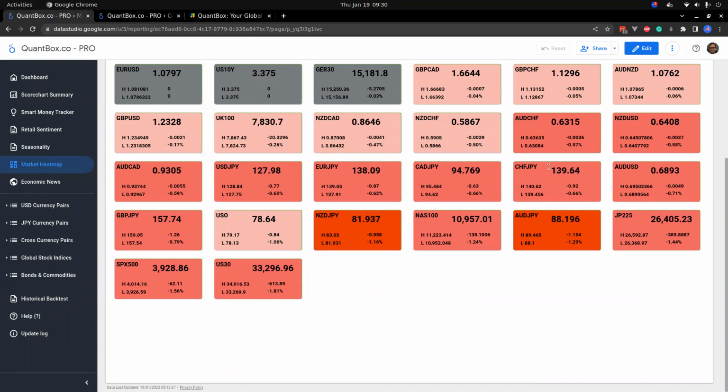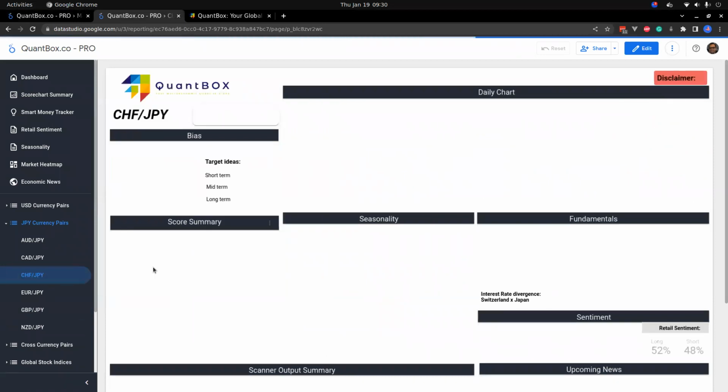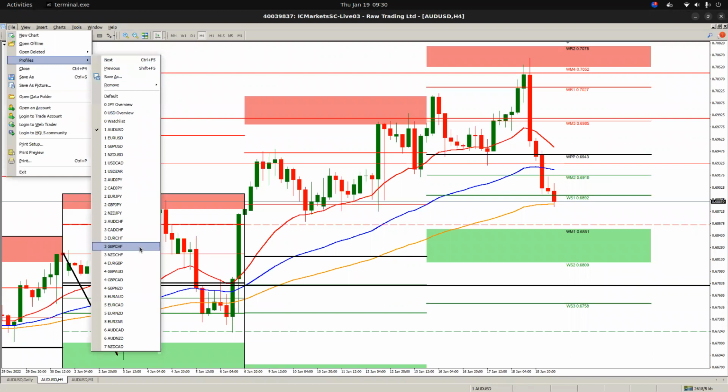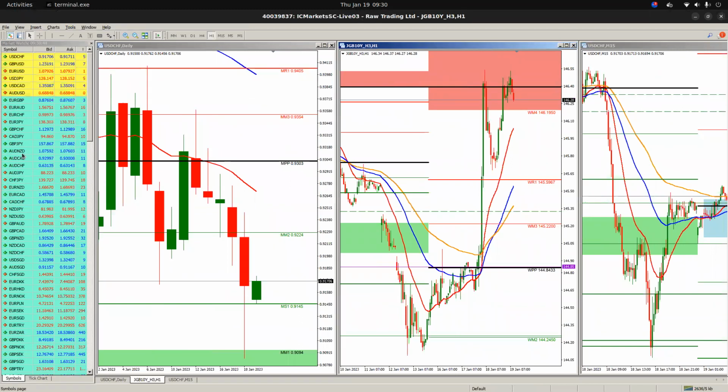We got Swiss Japanese yen. Let's look at the Swiss Japanese yen. Currently neutral. Swiss Japanese yen. I don't think I have Swiss yen. Let's look at the defaults. Let's go over here. Swiss Japanese yen.